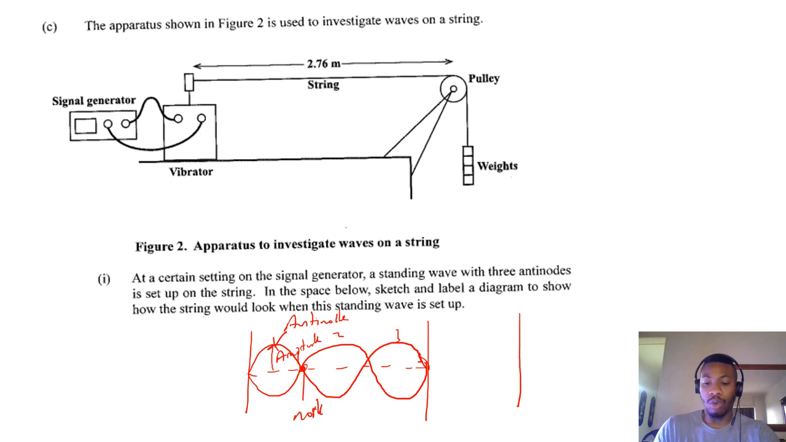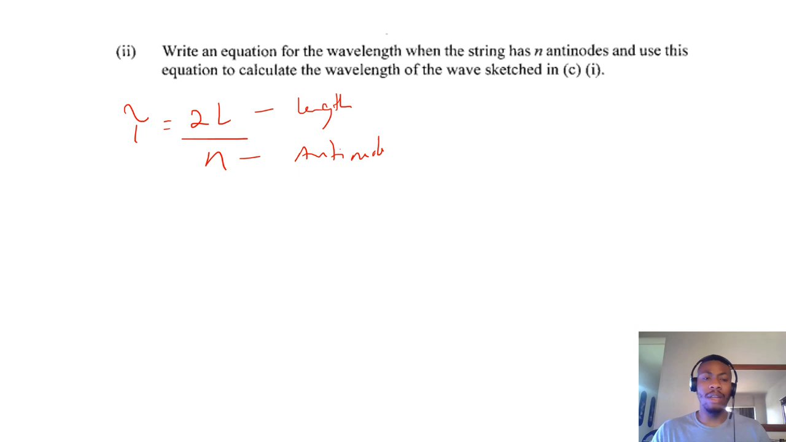Now they want us to write an equation for the wavelength when the string has n antinodes, and use this equation to calculate the wavelength from the diagram. There's a general formula that says wavelength is equal to 2L over n, where L is the length of the string and n is the number of antinodes. So we can use the length of the string and the number of antinodes to determine the wavelength. If they ask us to calculate the wavelength itself, we need to go back to the diagram and put in the values accordingly.